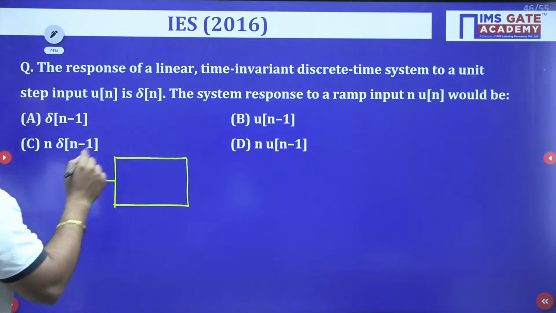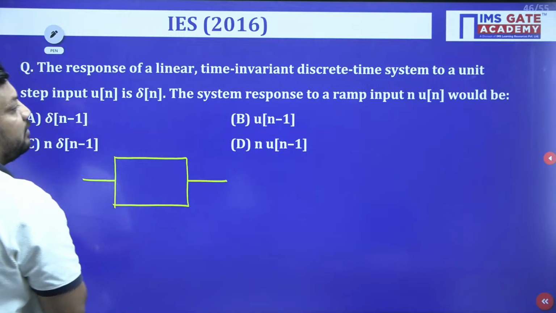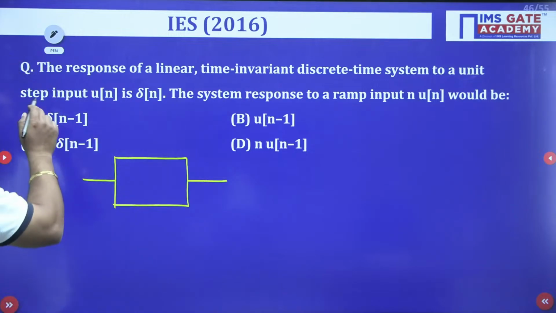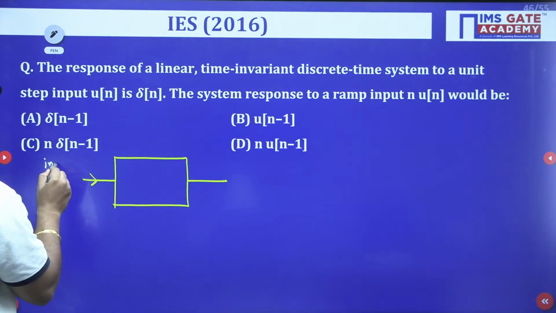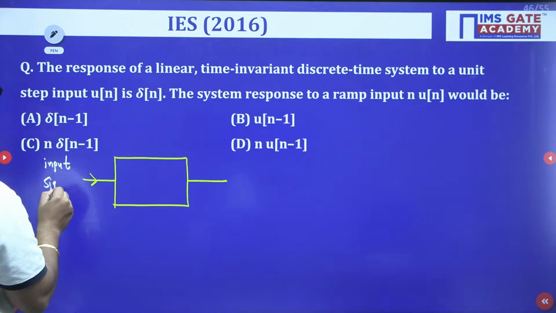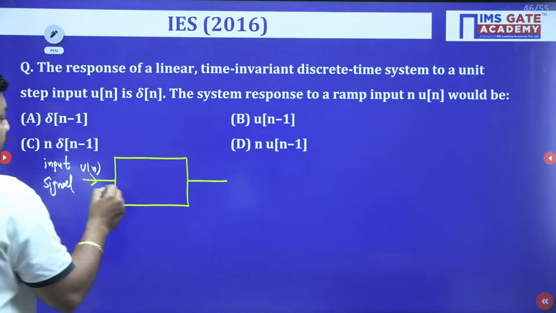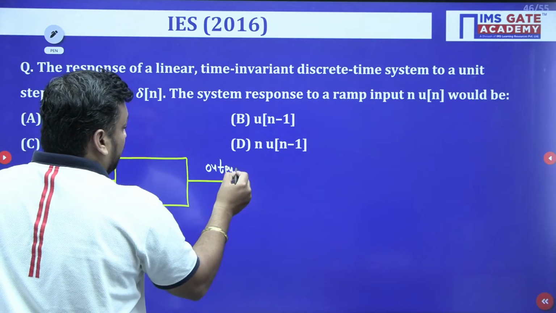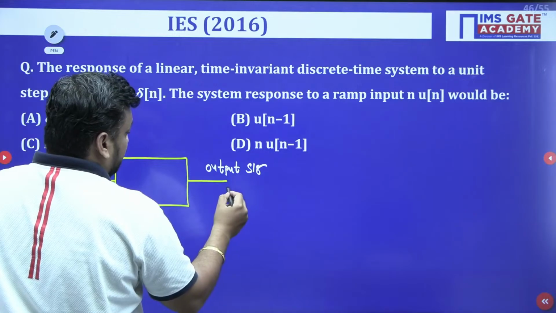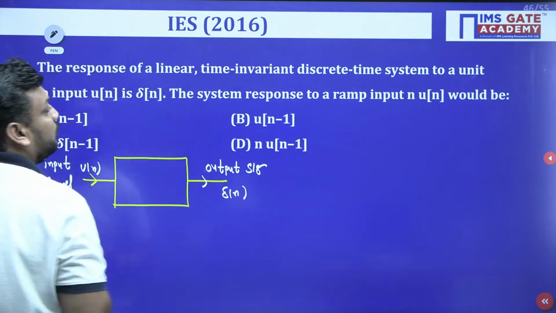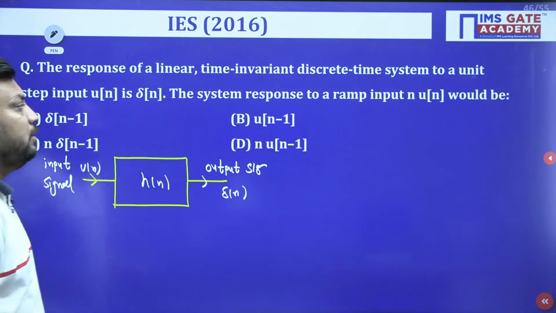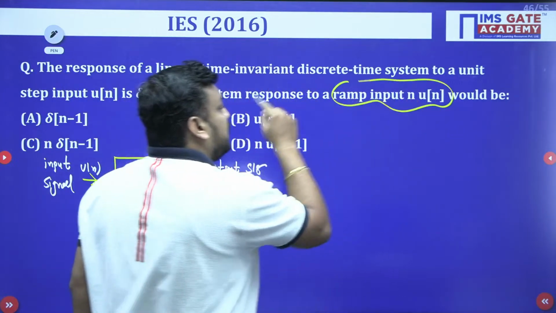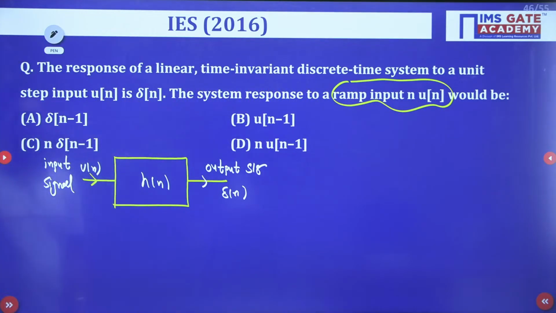The response of an LTI discrete time system, this is my LTI discrete time system, to a unit step input u of n is del n. It means if I apply my input signal as u of n, then I will get my output signal as del of n. This is given to us. The examiner is asking, for the same system, if we change the input from step to ramp, then what will be the output? Tell me, guys, how to solve such a type of question. Just let me know.